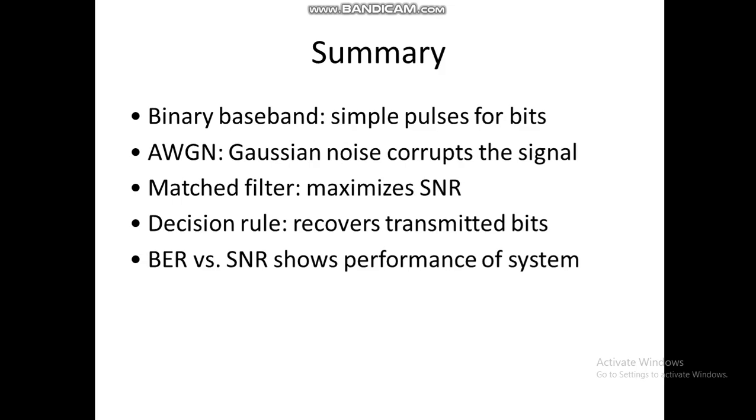So what was the summary? Binary baseband is simple pulses of the bits, zeros and ones. The AWGN channel adds noise. The matched filter maximizes the SNR. What is the decision rule? It recovers the transmitted bits. Finally, the BER versus SNR curve shows the performance of the system.